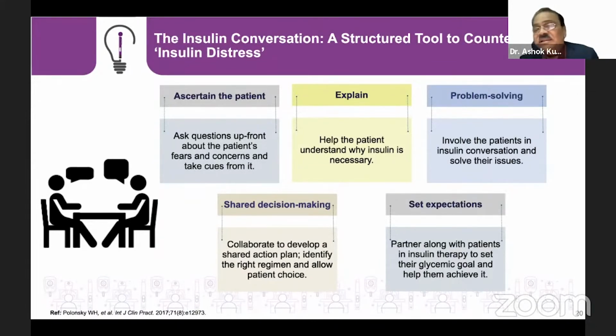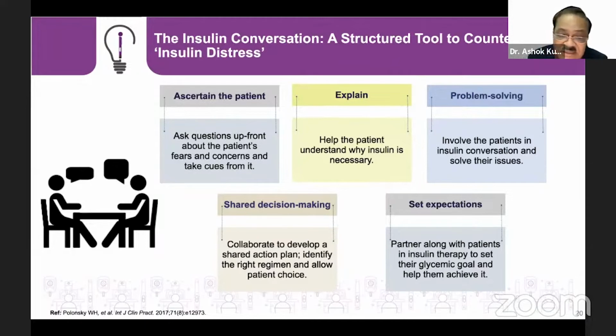We have a mnemonic called LISTEN. I'll come to it in a minute. Now, number two, we have to make a shared decision after explaining to the patient why insulin is necessary. If we are able to communicate perfectly, most of the patients will accept. All of us, without exception, want to live long and live a good life. So we have to explain why insulin is necessary and involve the patient in the conversation.